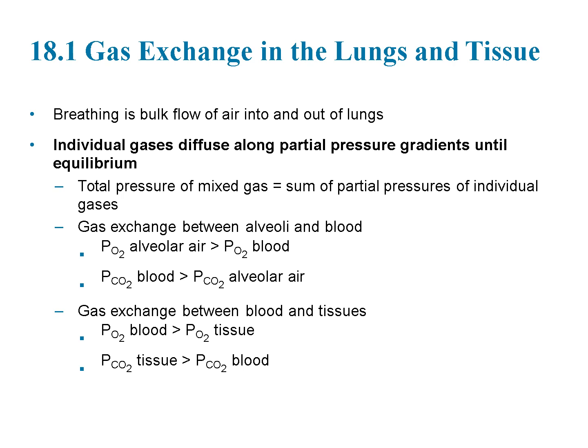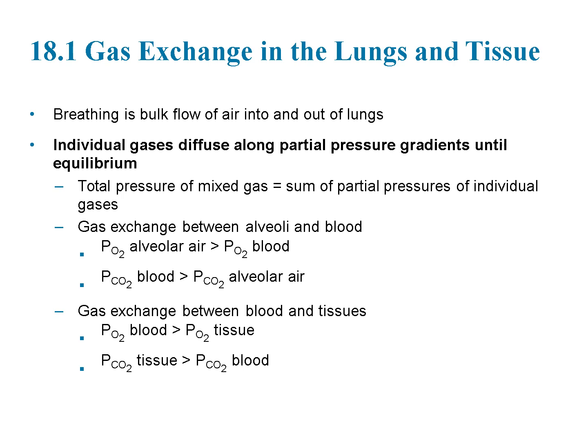In the lungs, oxygen moves from areas of higher pressure to lower pressure. Oxygen in the alveolar air has a higher partial pressure than in the blood, so it diffuses into the bloodstream. Meanwhile, carbon dioxide follows the opposite pattern, moving from the blood into the alveolar air where its partial pressure is lower.